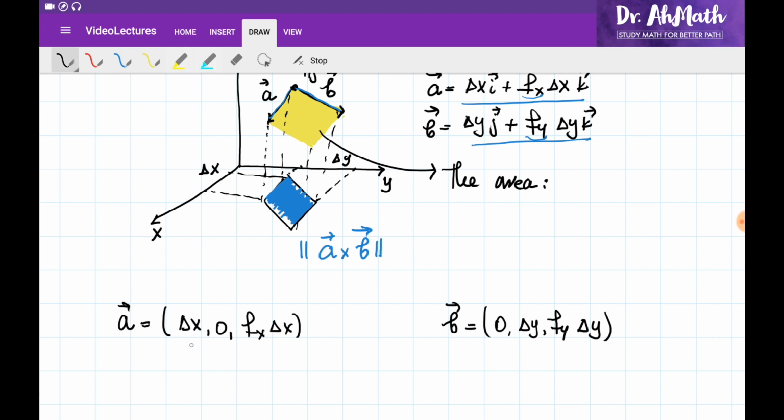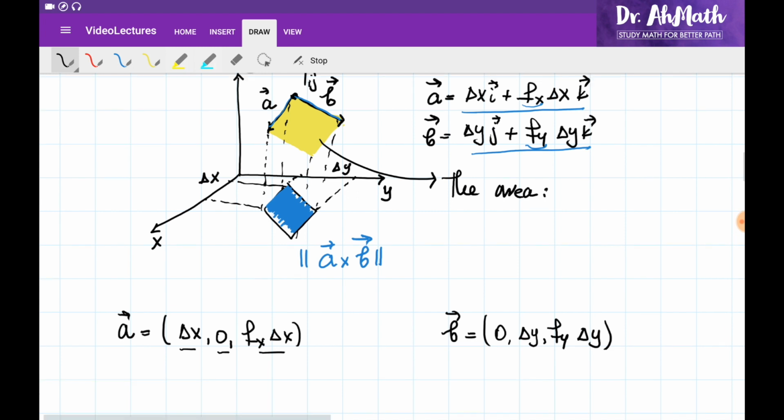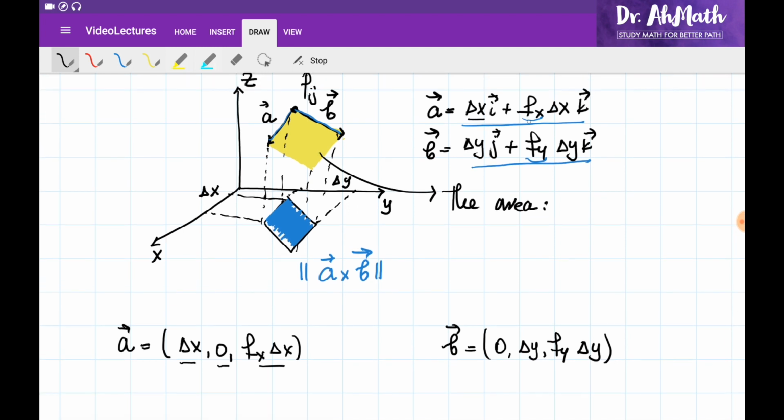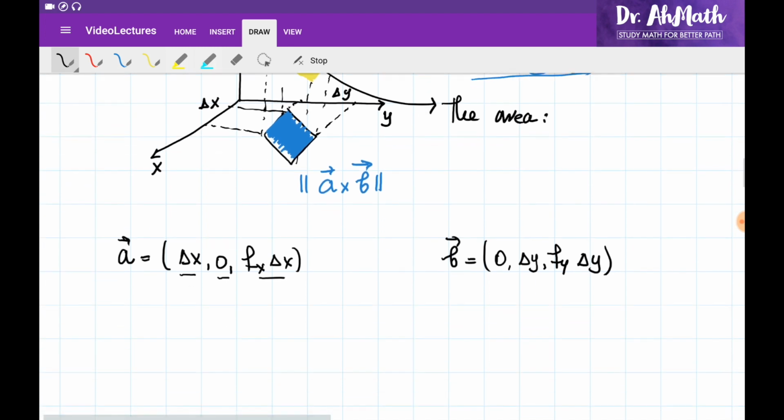So the vector A is given with the three components. Let's look at this vector more precisely. So I see here the i component and the k component. There is no j component, so that is why the vector A is given like this. And the vector B is given like this, with the three components, where the first component is 0 because there is no i here. So let's multiply these two vectors as a cross product.